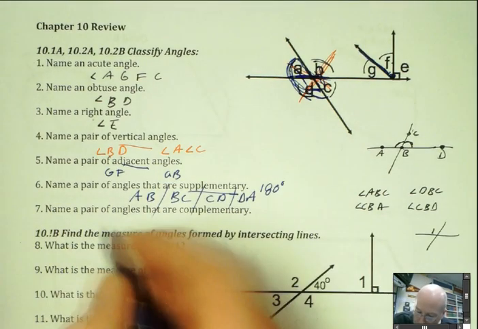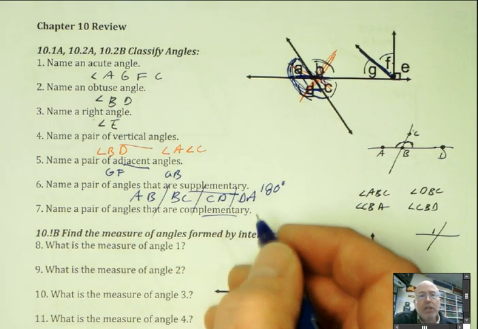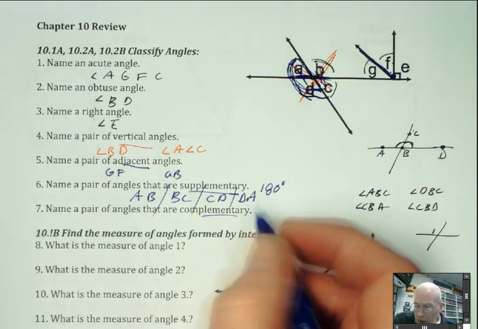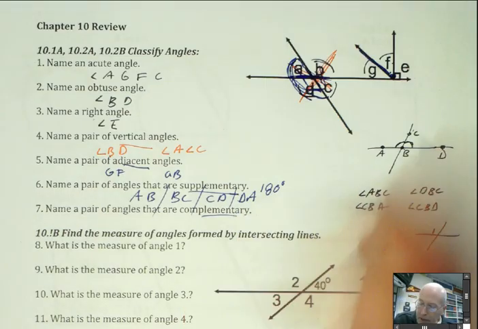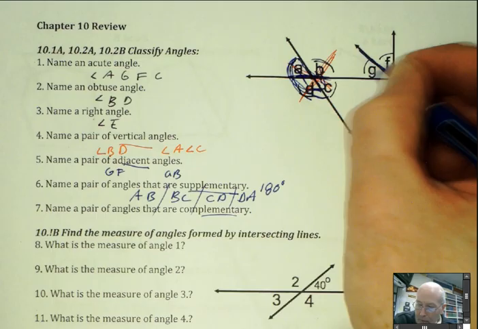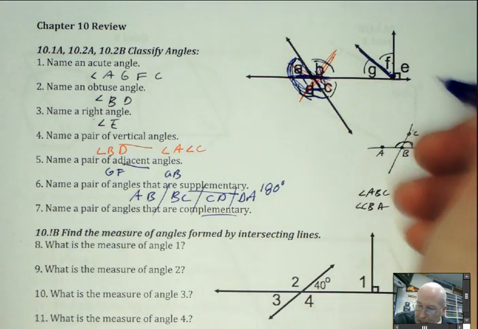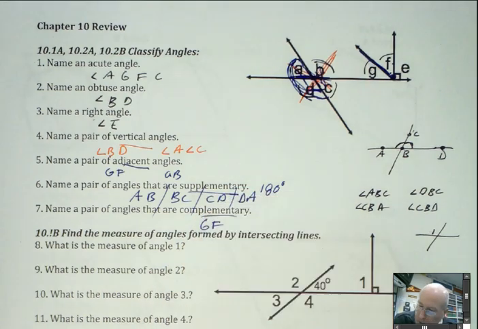Okay, name a pair of angles that are complementary. Complementary is like that cheesy little snack you get on the airplane, the peanuts and the watered down Coke. It's not enough to fill you up. Complementary, it's not the full 180, it's just 90 degrees. Just a snack. These ones right up here would be complementary. They add up to be 90 degrees, G and F. I don't think there are any other complementary ones on there.